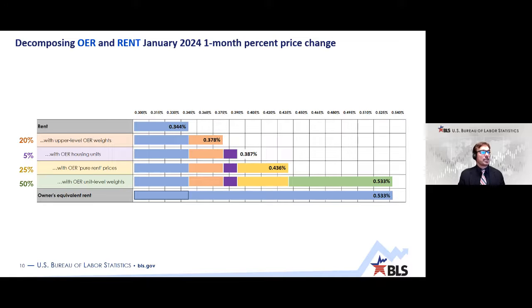5% of it is explained by the difference in the sample used for each measure. But the vast majority of it is explained by these lower level differences in the prices that we use for our housing units and the unit level weights.